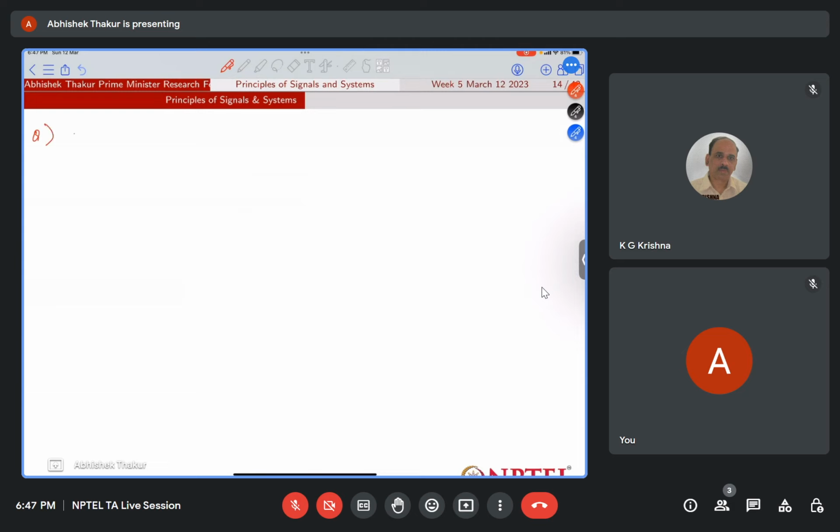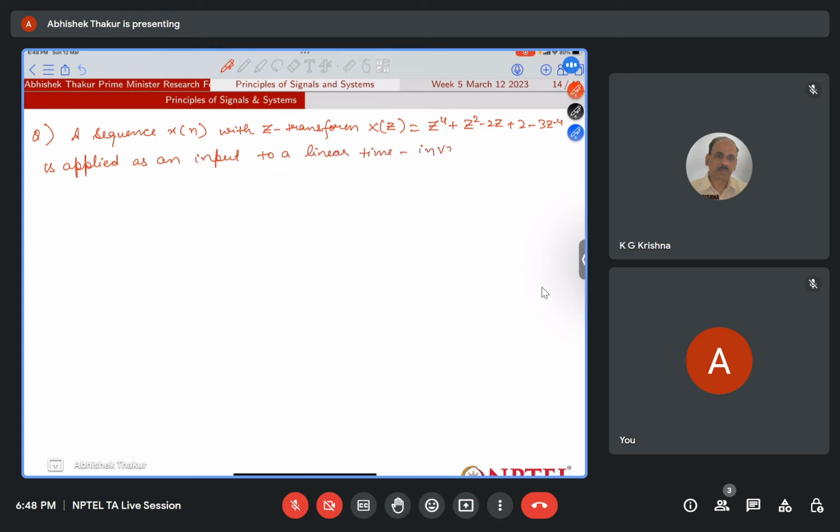So it is given a sequence x[n] with Z transform X(z) = z^4 + z^2 - 2z + 2 - 3z^-4, which is applied as an input to a linear time invariant system with impulse response h[n] = 2 δ[n-3].